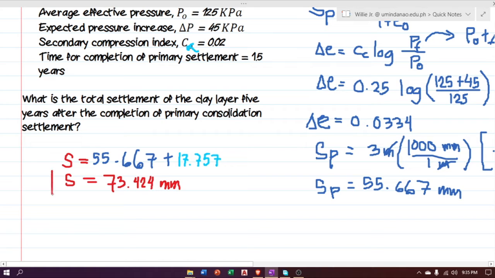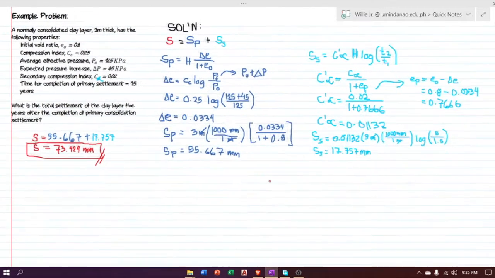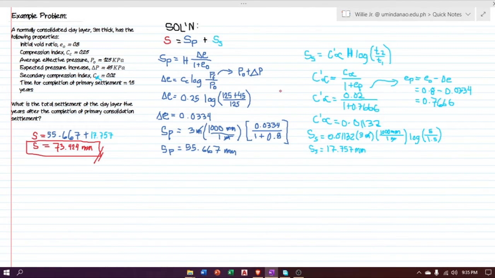So that is the settlement after 5 years. That's all for the problem, guys. I hope you have learned a lot in this problem. Thank you. And we're going to proceed to another problem.